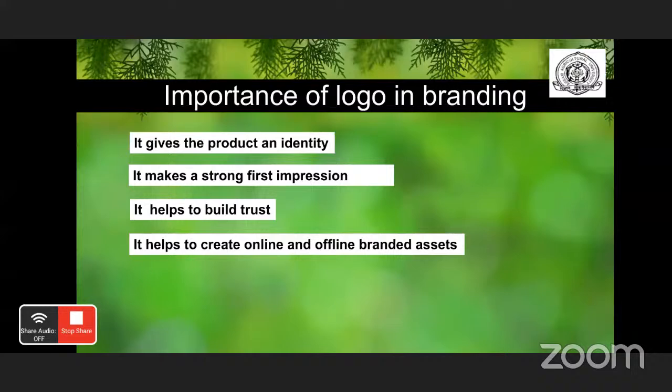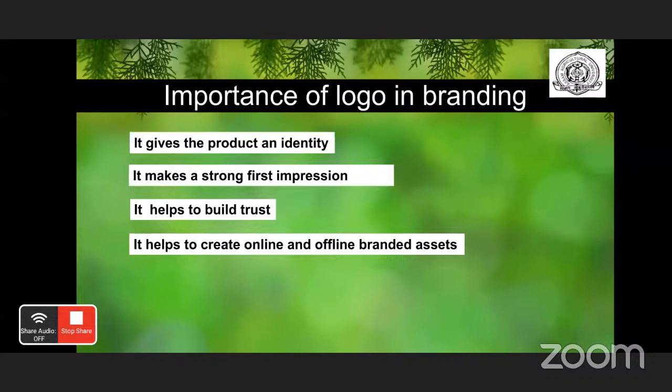At the time of GI-based branding, we need to have a logo. Importance of logo in branding: the logo is very, very important because it helps the producer and the consumer to identify the product immediately. Simply by looking at the logo, we can identify that yes, this is this product. For example, simply by looking at the logo of McDonald's, we can say yes, this is McDonald's. It helps the consumer create a strong impression and builds trust. So there are so many advantages of a logo.